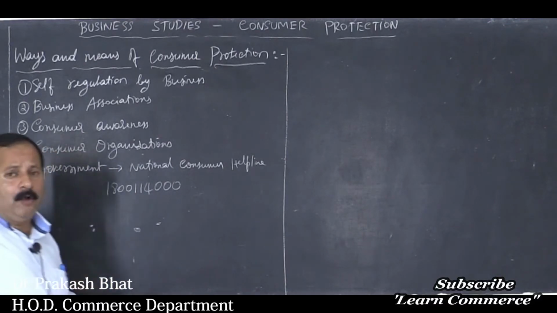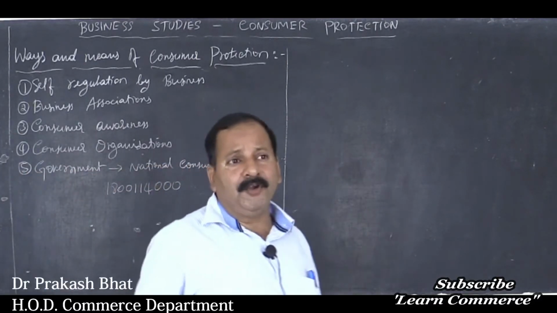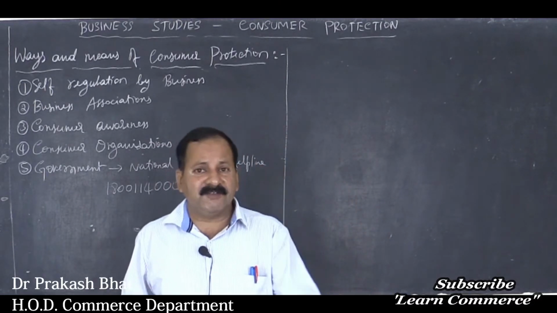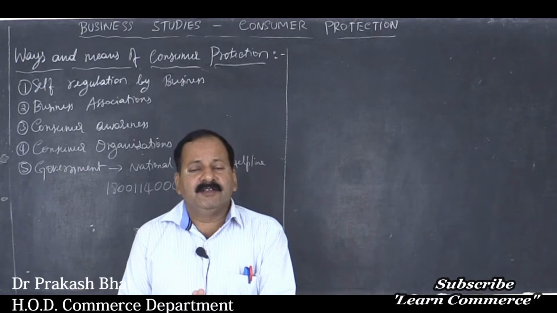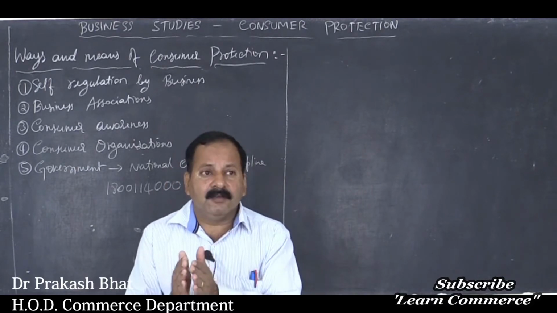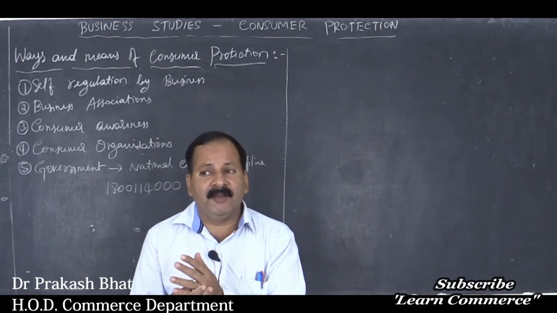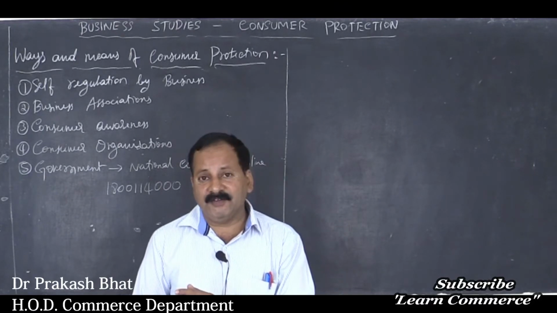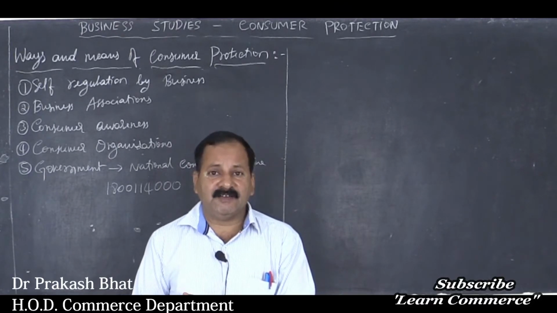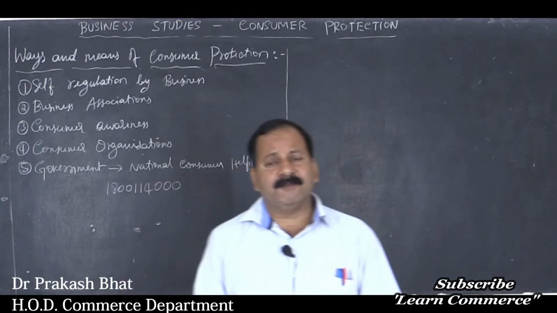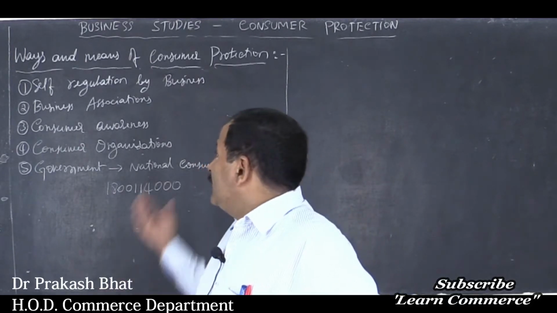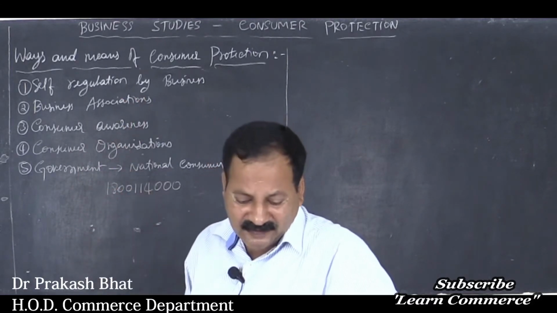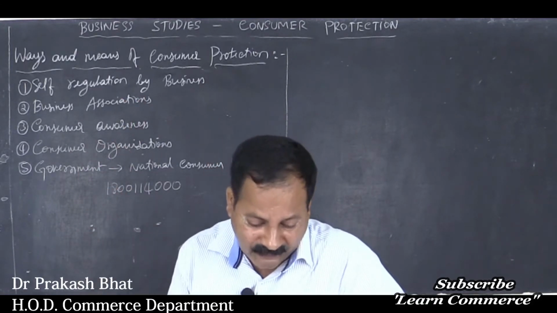And the government has brought a number of acts and laws to protect the consumers. Yesterday we studied that 11 acts were passed by the government to protect the consumers, like the Consumer Protection Act and the Essential Commodities Act. All these are different laws made by the government to protect the consumers. So this way we can protect the consumers. These are the various means of protection of consumers.